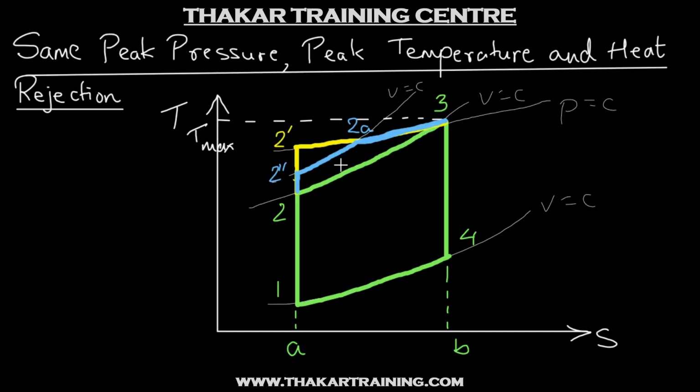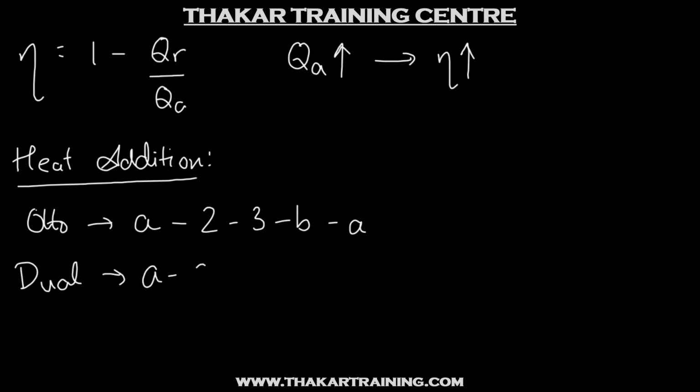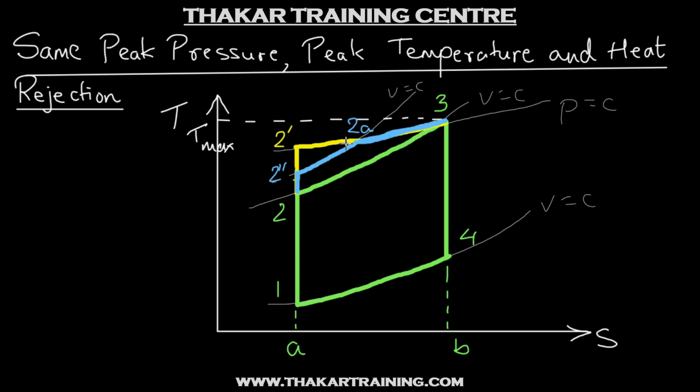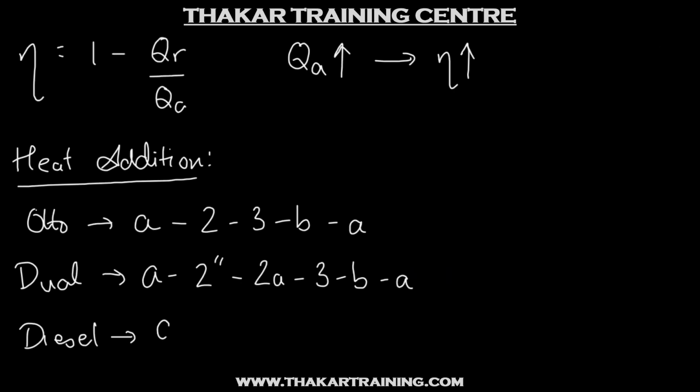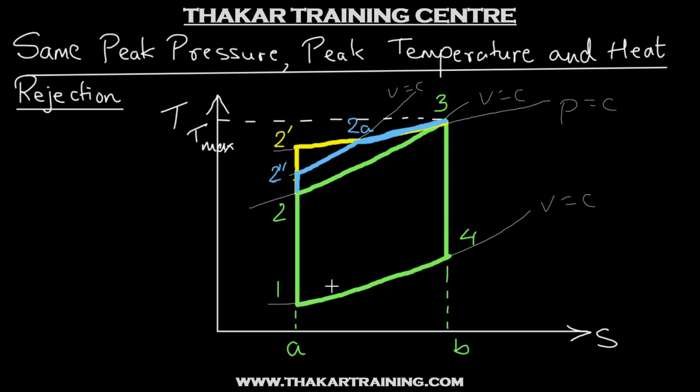What is it for the dual cycle? It is A2 double dash 2A3BA. Right? The area under the blue line. We are talking about the heat addition now. Alright. So it is area A2 double dash 2A3BA. And how about diesel cycle? So for diesel cycle it is this yellow and then till point 3. Alright. So we have A2 dash 3BA. A2 dash 3BA.